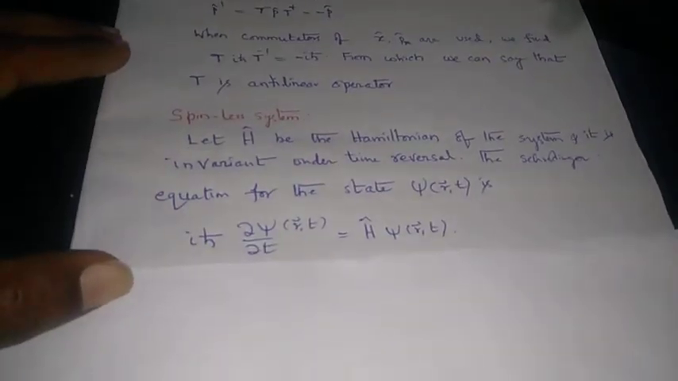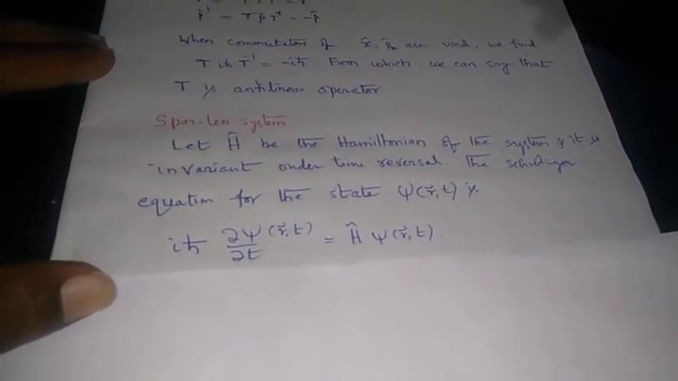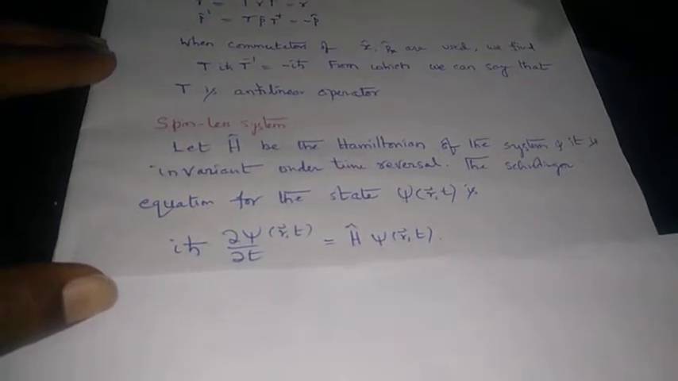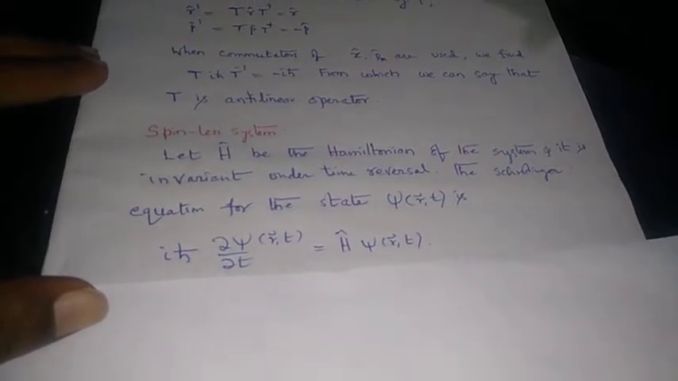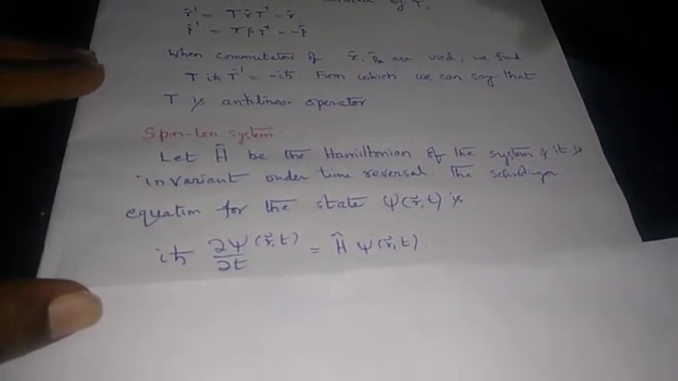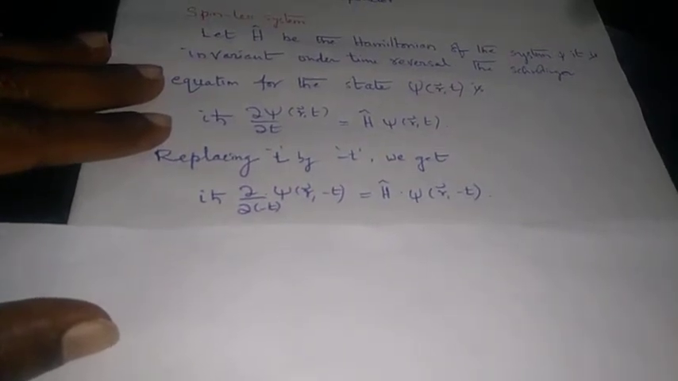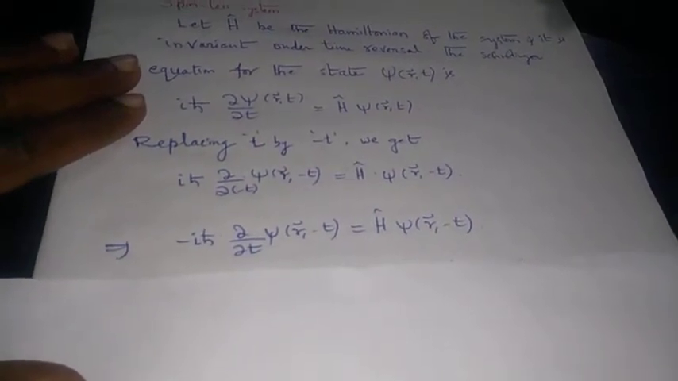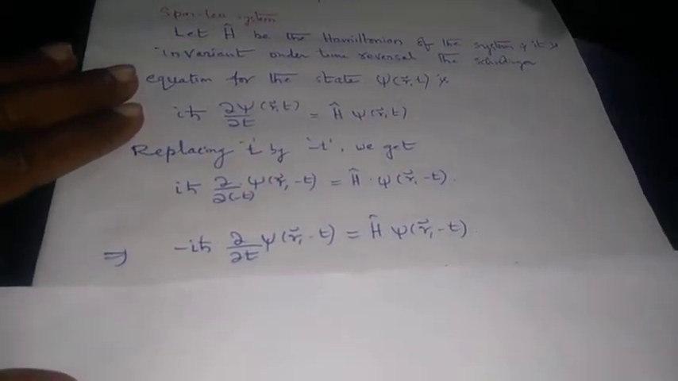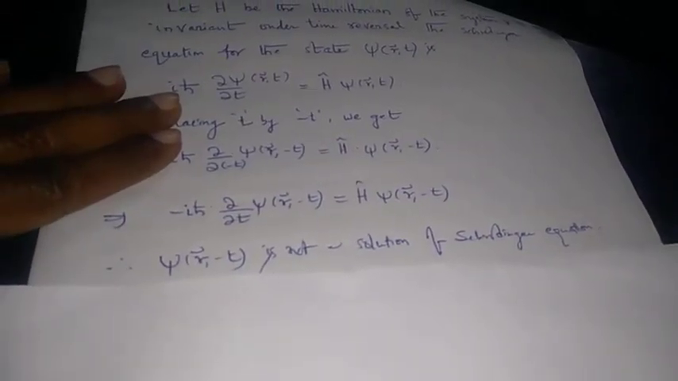If the Hamiltonian of the system is invariant under the time reversal operation, then the Schrodinger equation of the system with a state function psi(r,t) can be written like this. And if we replace t by minus t in this equation, we get iℏ ∂/∂(−t) and the rest of the terms. Here, when ∂/∂(−t) is written as −∂/∂t, the minus sign can go up. So we can say that psi(r,−t) is not a solution of the Schrodinger equation.